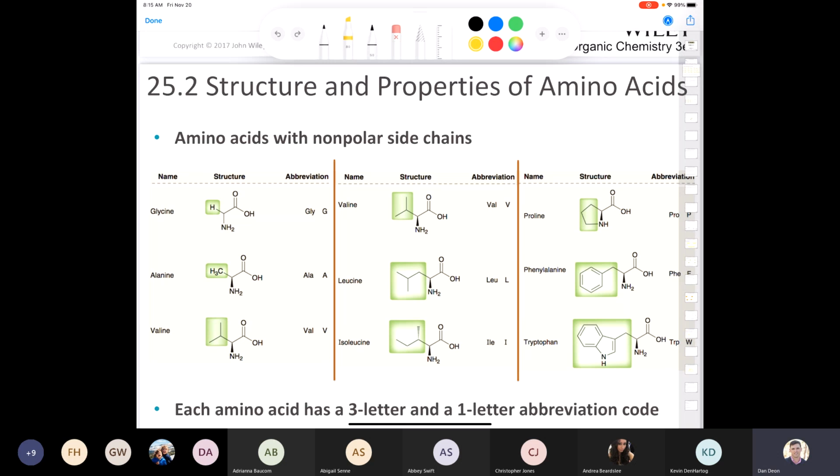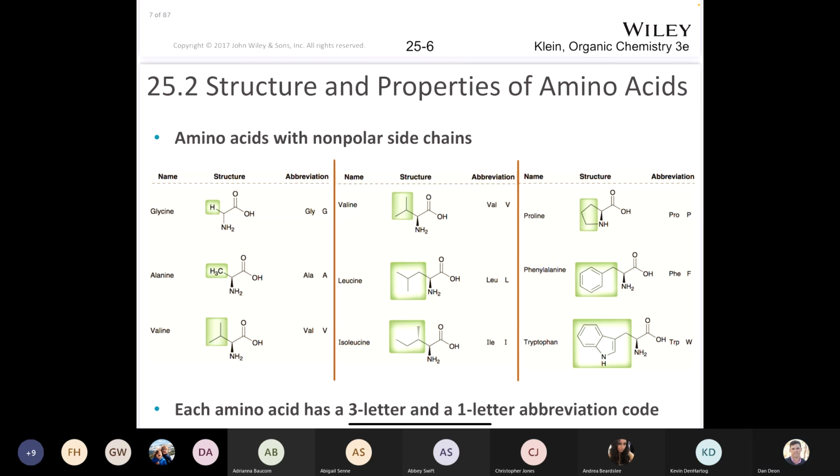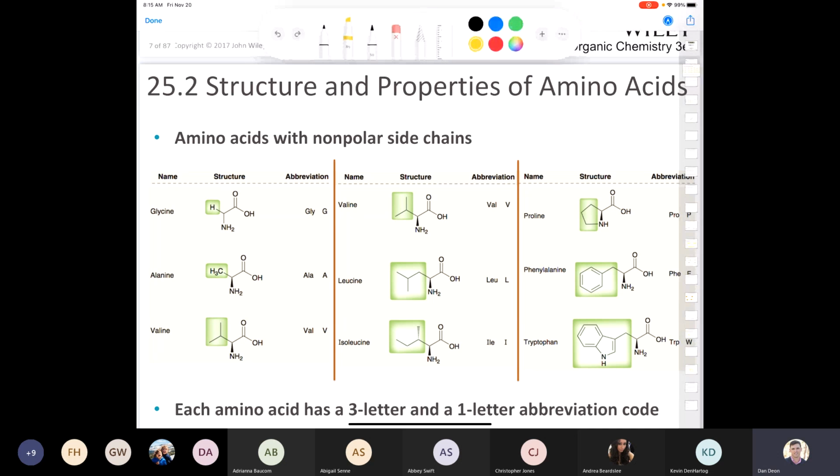Some of them are abundantly clear, like alanine is A, valine is V, glycine is G. However, some of them are not as abundantly clear. Say, for example, if you look on the far right here in the middle, you see phenylalanine is the letter F and tryptophan uses the letter W. Well, what do these amino acids on this slide have in common? These are all amino acids with non-polar side chains. So aliphatic side chains, if you will.